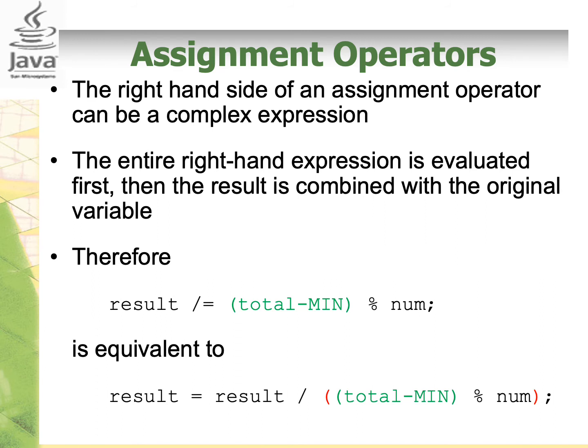So just to recap again, the right-hand side expression is evaluated first, then the result is combined with the original variable. Say that we have result divide equal, in parentheses, total minus mean modulus num. That expression is equivalent to result equal to result divide by, in parentheses, another parenthesis total minus mean, and then modulus num. Take note of the parentheses, where total minus mean in parentheses will be evaluated first, then the modulus, and only finally the division.